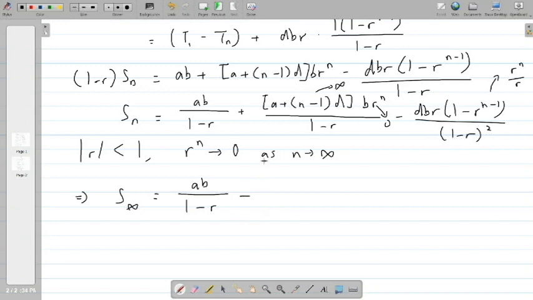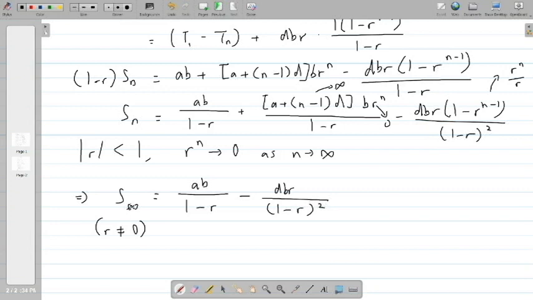This is assuming that r is not 0. If r is 0, then we have a few issues to worry about. But if r is equal to 0, we're not going to use this formula necessarily, so we can neglect that for now. If r is 0, then this whole term just becomes 0. But assuming r isn't 0, then this becomes 0. So we're left with dbr times 1 minus 0, which is 1, over 1 minus r squared.